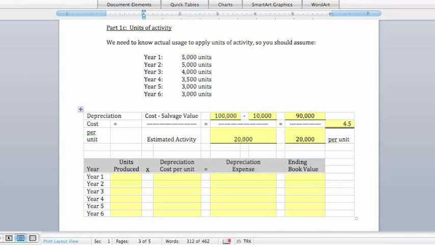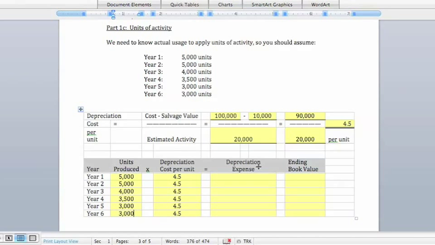Now based on our calculation, we know that our depreciation cost per unit is going to be $4.50. And so we can apply that uniformly across all years. And we can also fill in our units produced based on the given output as part of the problem. And so we know that in each of the first 2 years, 5,000 units were produced. We have production of 4,000 units in year 3. We have production of 3,500 units in year 4. And we have production of 3,000 units in each of years 5 and 6.